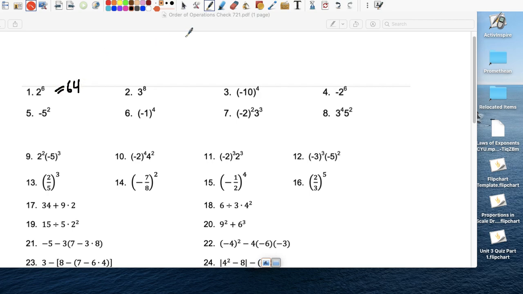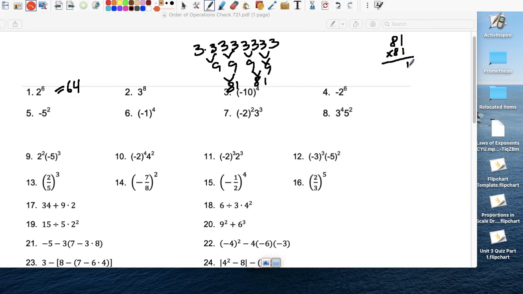3 to the 8 power. My God, let's see. 3 times 3, so it's 1, 2, 3, 4, 5, 6, 7, 8, so that's a 9, that's a 9, that's a 9, that's a 9. This is 81 and this is 81, so it's probably easier to do 81 times 81, right? So 1, 81, 8, and then 64, so we have 6,561. So 6,561.